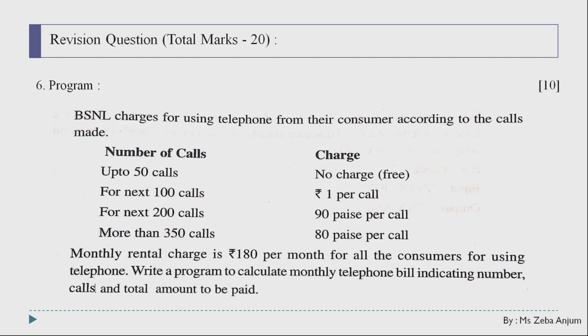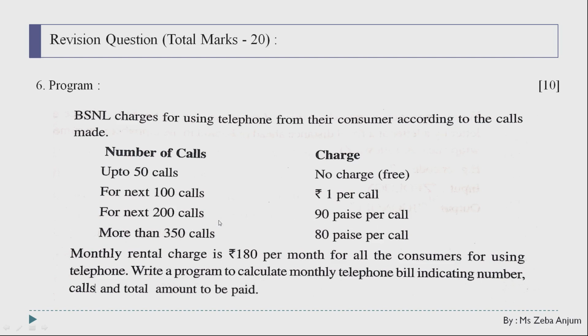BSNL charges its customers for using the telephone according to the calls made. On the left hand side you have the number of calls, and on the right hand side you have the charges that have to be paid. For the starting 50 calls there is no charge, it means free of cost. For the next 100 calls you will have rupee 1 per call. For the next 200 calls you will have 90 paisa per call.